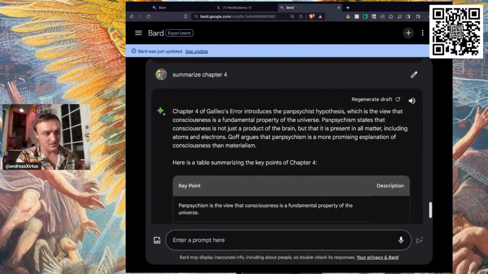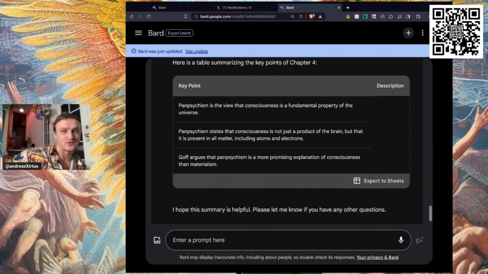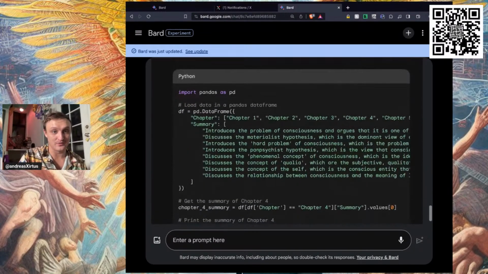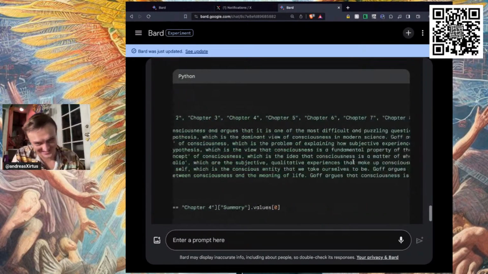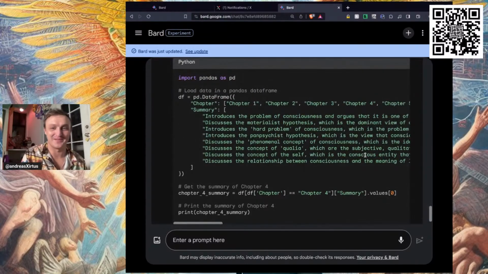This is a huge thing to do. You can take the key points, export it to a sheet, so you have notes for class. Let's say you have to read this book for school, right? This is what you would do. It's pretty sweet. Show the code behind the result. Let's break down the chapter. There's the code behind the result. I love Bard. It's really pretty sweet.